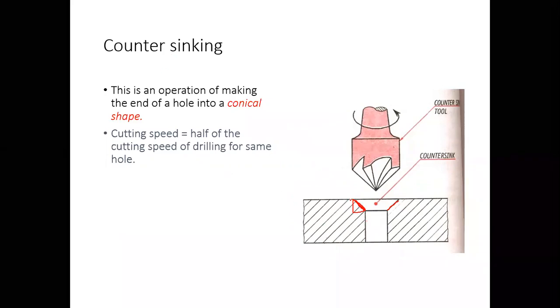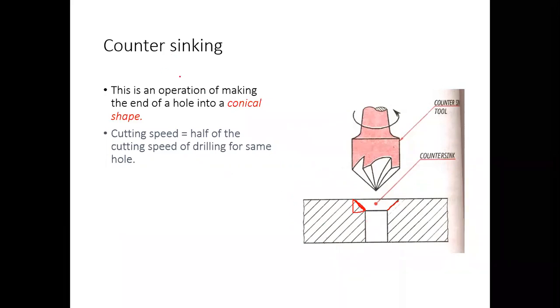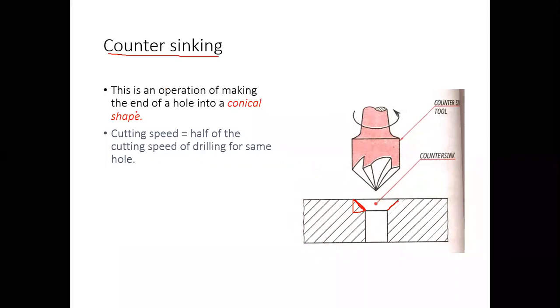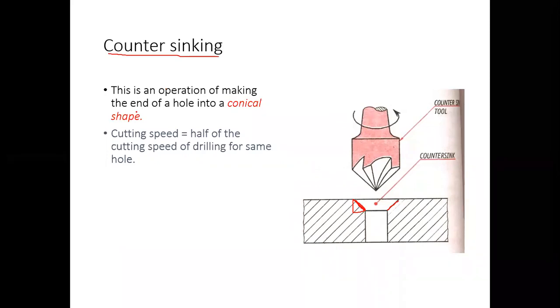So making a small depth of hole, enlarging the hole up to a small distance, is counter boring, and tapering the hole at one end is called counter sinking. Please remember this. We drill the hole in a particular shape only up to a small depth, not a very high depth. So this is the operation of making the end of the hole into a conical shape, some kind of slant surface at one end of the hole.